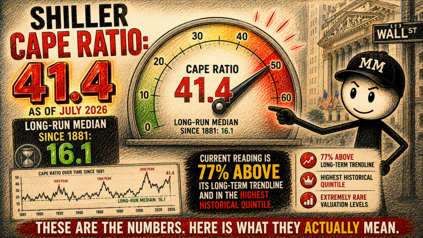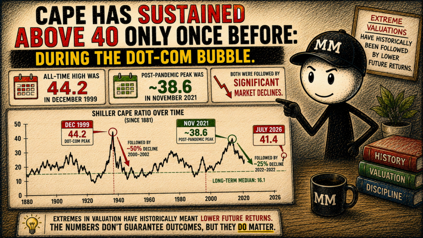Two numbers, both sourced, both current to this week, both worth understanding. Number 1, 41.4. That is the current Shiller CAPE ratio, the cyclically adjusted price-to-earnings ratio for the S&P 500 as of July 2026. The CAPE was developed by Nobel laureate Robert Shiller and measures stock prices relative to the average of the past 10 years of inflation-adjusted earnings.